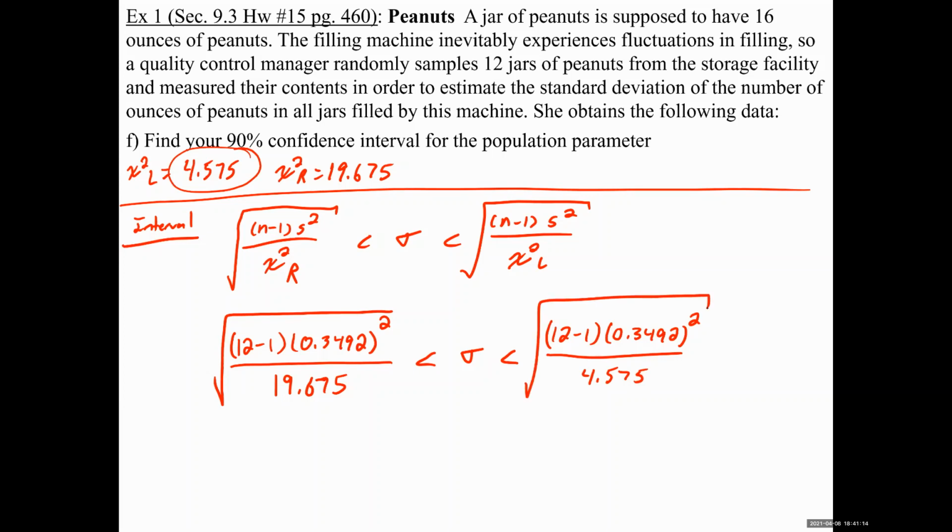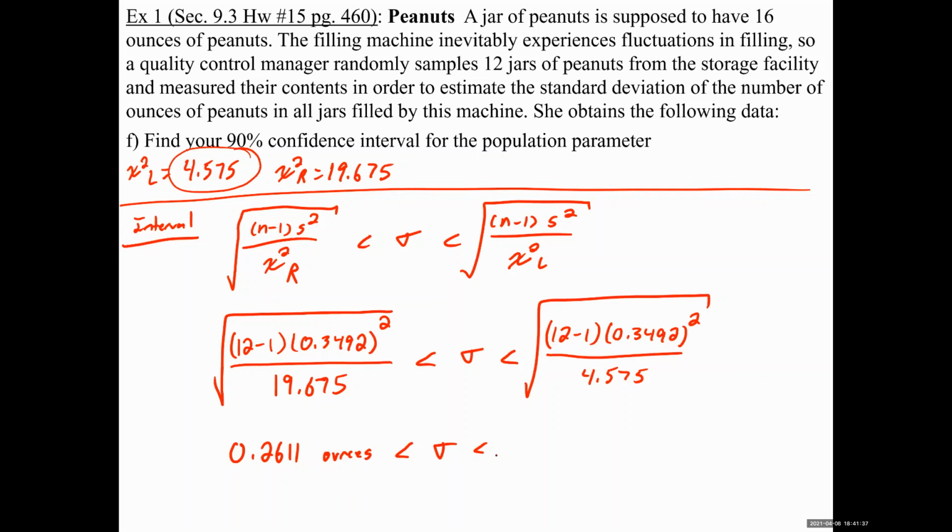So here's what I'm doing. 11 times 0.3492 squared divided by 19.675. Answer. And I'm taking the square root, second answer. And on this side, I'm getting 0.2611 ounces. Remember, the weights are in ounces, so sigma is going to be in ounces as well.